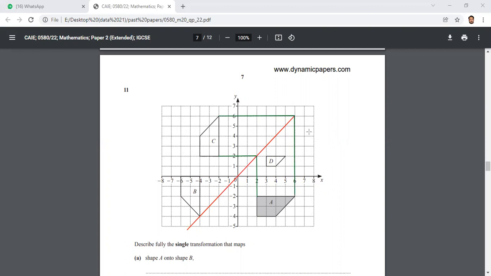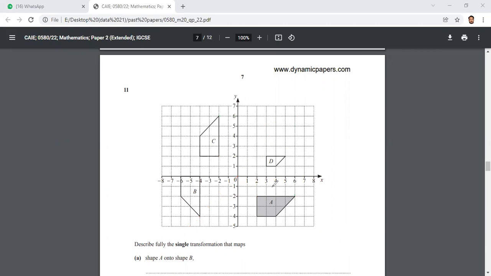So it means we have a reflection line. This is basically a reflection. This is y equals x. So if you want to give the answer of part B, this is a reflection and the mirror line is y equals x. That is the answer of part B. Now we move on.